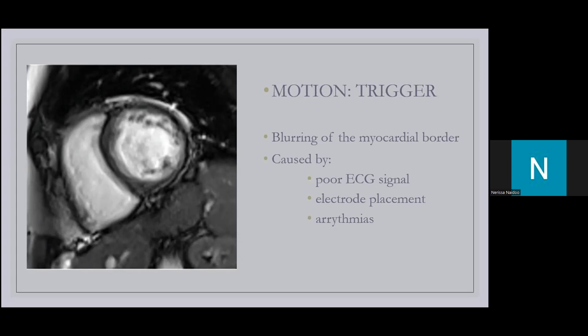The important thing to note here is that, yes, we sort of can still assess the wall motion. It's not very clear. It's not very pretty. And even more important, this will affect your post-processing and analysis thereafter. So remember, your stroke volumes are affected. Your ejection fraction is affected. And that is why it is important to make sure you have nice, clear myocardial borders on your images.